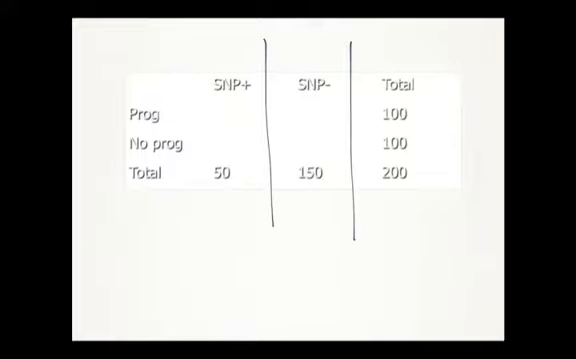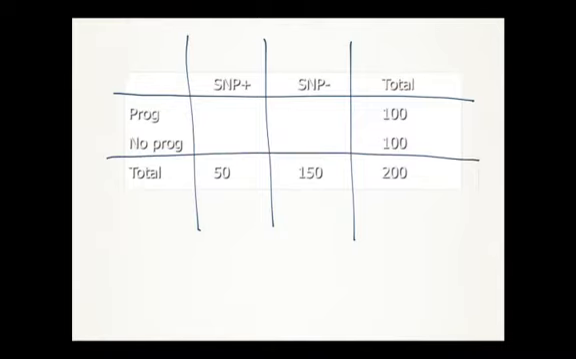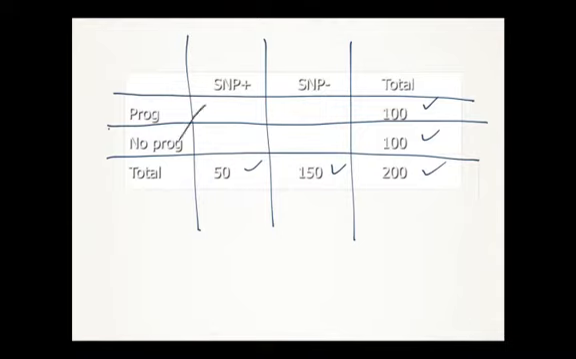Okay, so we have those with the SNP, those without the SNP, and then whether they progress in their disease or not. All right, so we've set the margins, that is to say the 100, 100, 50, 150, and 200 are set. So now, if there was no relationship between whether you have the SNP or not and whether you progress or not, then we can calculate the numbers inside that table. For example, I'm going to bring this cell down here so I have a little more space to work with.